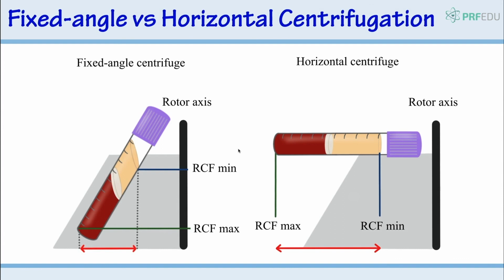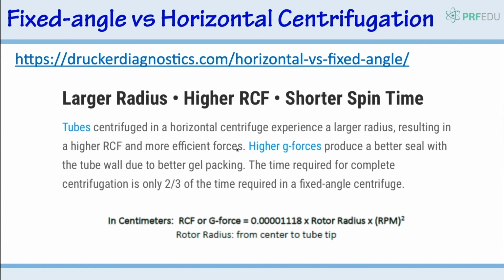Another advantage that I learned about horizontal centrifuges just from reading online, I remember looking at Drucker Diagnostics, and they had this explanation that we've included in the textbook. Larger radius, higher RCF, shorter spin time. A tube in a horizontal centrifuge experiences a larger radius, resulting in higher RCF and more efficient forces. Higher G forces produce a better seal with the tube wall due to gel packing. The time required for complete centrifugation is only 2/3 the time required for fixed angle.